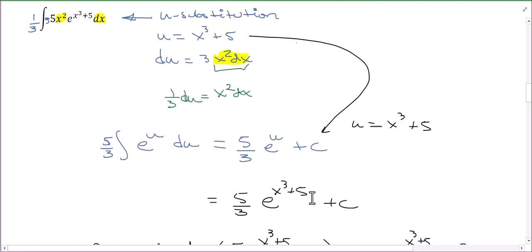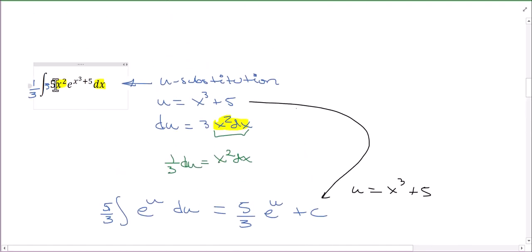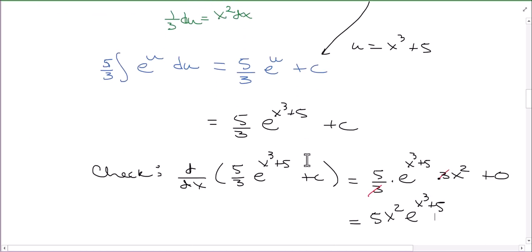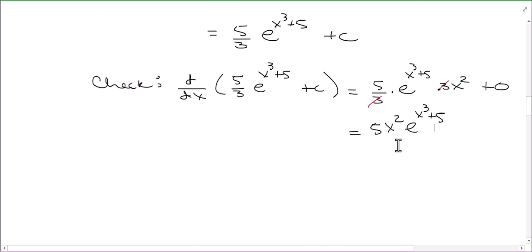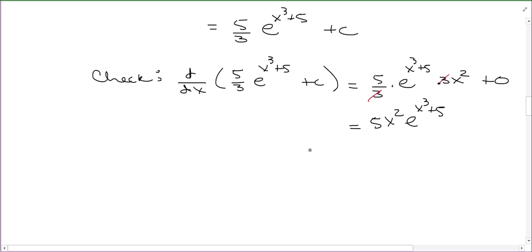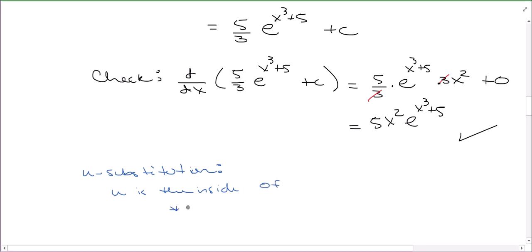And let's compare if that's what we had in our original integral. Yep, 5x squared e to the x cubed plus 5 dx. The dx is just telling us that the derivative was taken with respect to x, which is what we did. So then I know that I did that substitution right. Some things about U-substitution that are kind of important to keep in mind: oftentimes u is the inside of things, so the inside of parentheses.